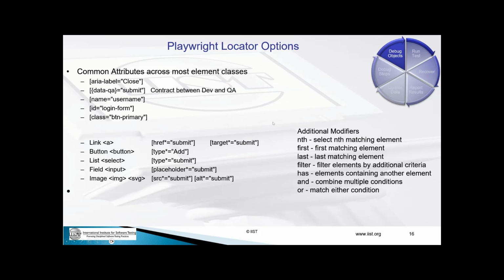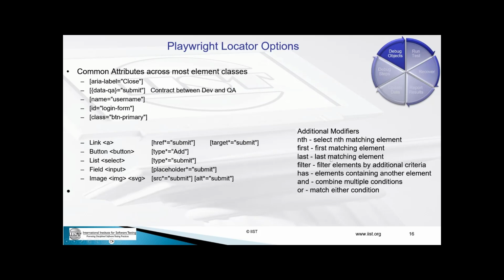Interestingly enough, I was just on a project where the developers decided to change the data QA to do version control, and I had to say, please add an attribute called version, and you can say that's equal to v1, v2. Don't try and jam it into the data QA. You promised in your contract you would never change that.